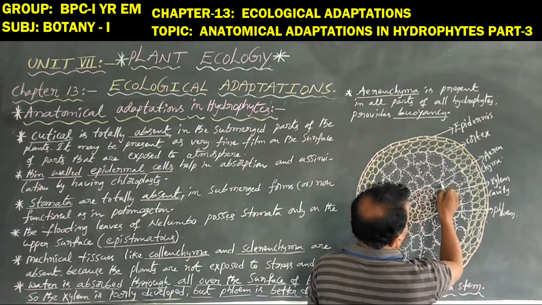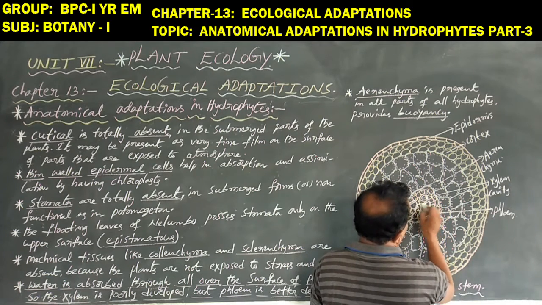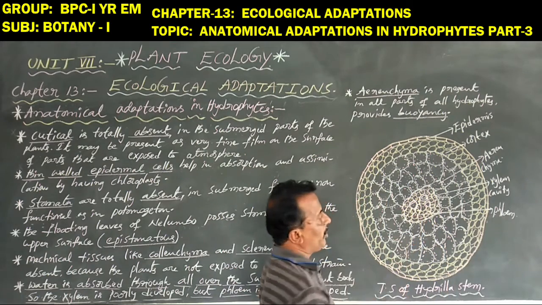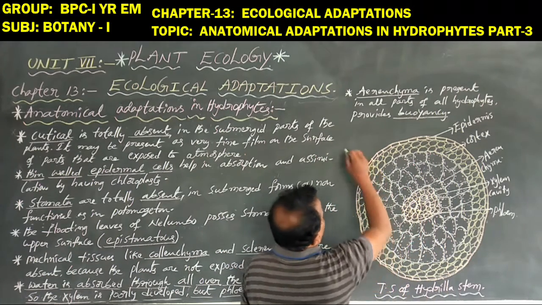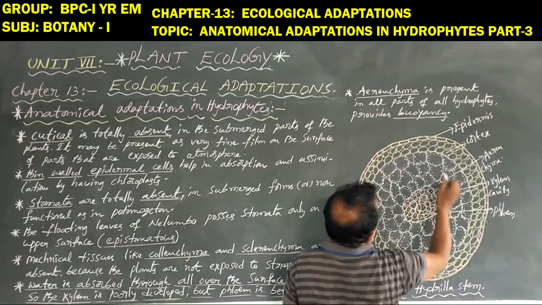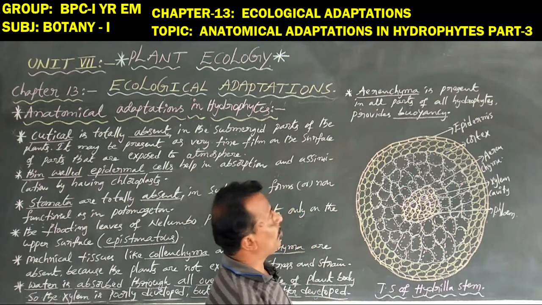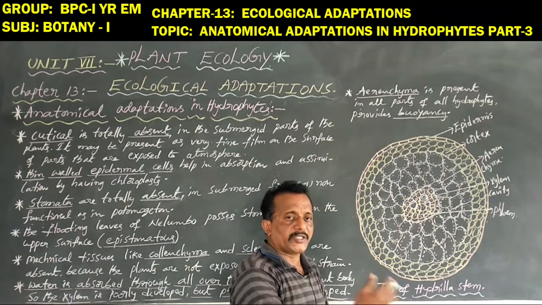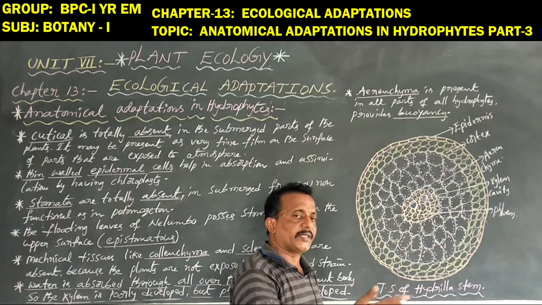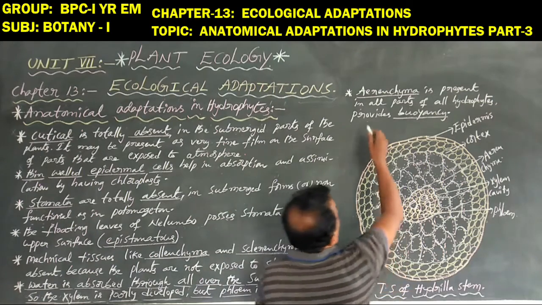That is parenchyma, and this is the stele. This stele consists of xylem cavities and phloem. That is, xylem is reduced and phloem is relatively better developed. Next coming to parenchyma: parenchyma is present in all parts of the hydrophytes. It is modified parenchyma, totally filled with air or gases, hence the name aerenchyma.